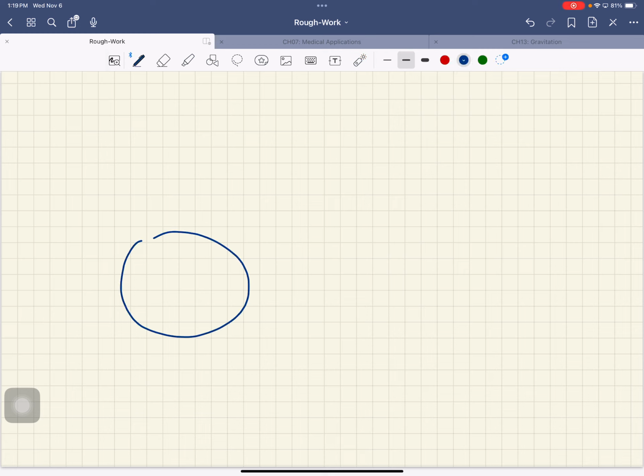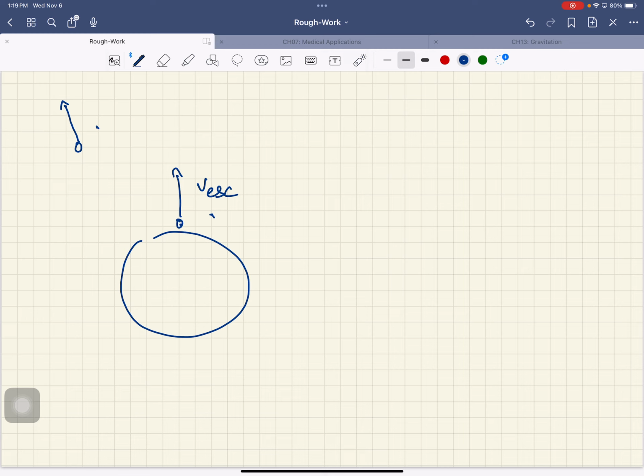I can throw it at a speed such that it never comes back. Now, if I climbed up on a tall ladder and threw it from there, will this escape velocity be the same as this? It'll be smaller. Okay, so the further away you are, the smaller it is.